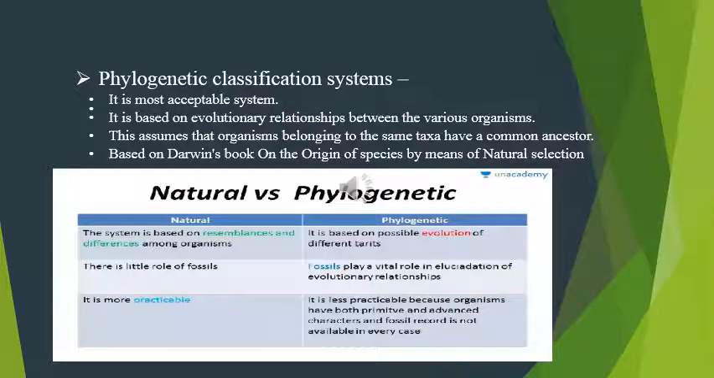According to this system of classification, it is assumed that all the organisms, or you can say the plants, belong to the same taxa because they have a common ancestor. So we can say this system of classification is performed to classify plants from simple to complex, based on genetic and ancestor relationship. That's why this system is the best system for classification. Now, what is the difference between the natural and phylogenetic classification?